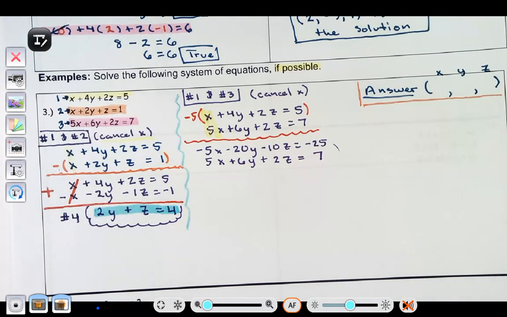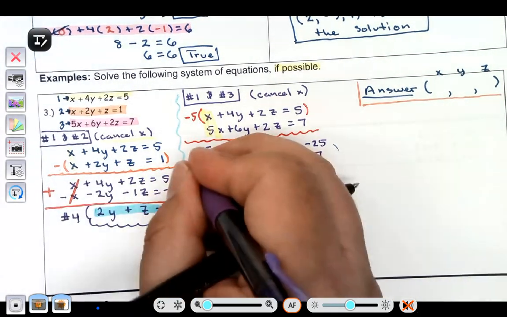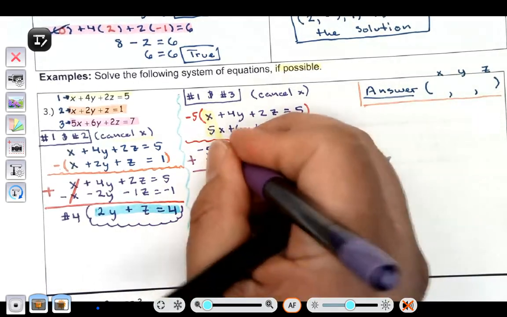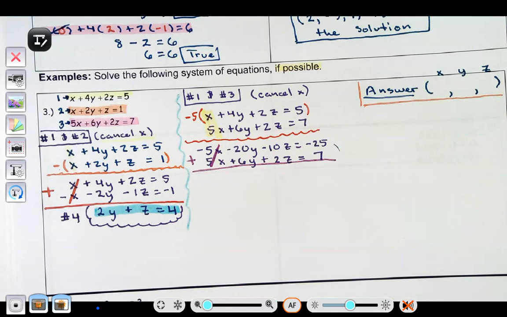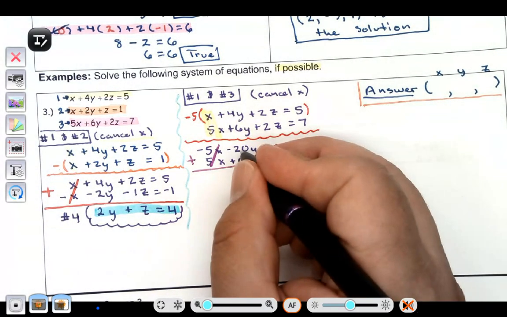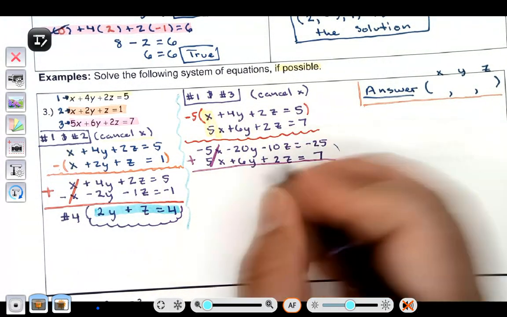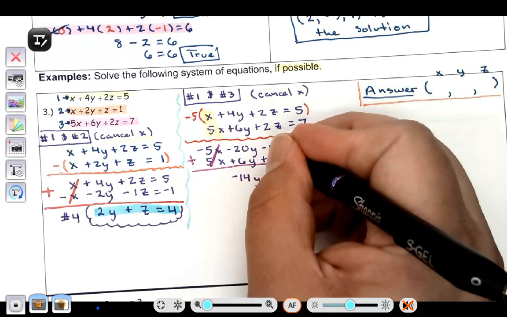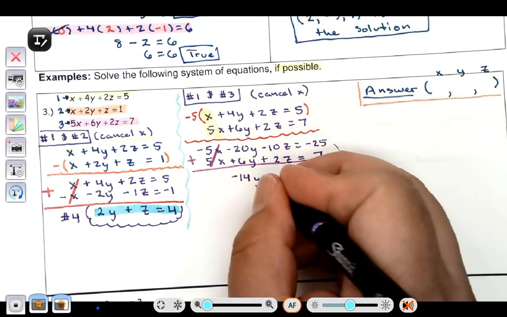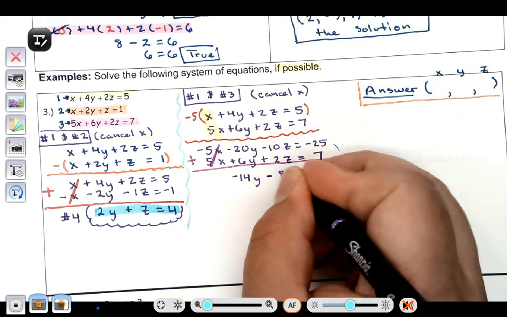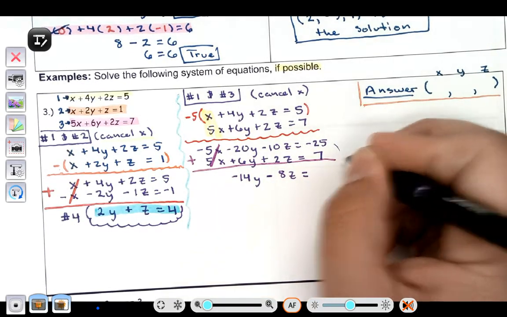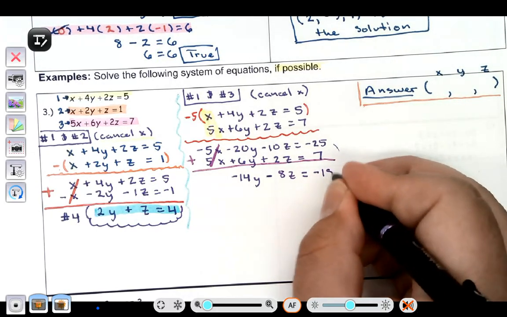Now we can add. Now we can tell people, all right, I'm going to combine these two. All right, look at what happens. The 5s are gone. That's what we wanted. The x's are gone. So now it says negative 20 plus 6 is negative 14y. Negative 10 plus 2 is negative 8z. And it equals negative 25 plus 7 is negative 18.